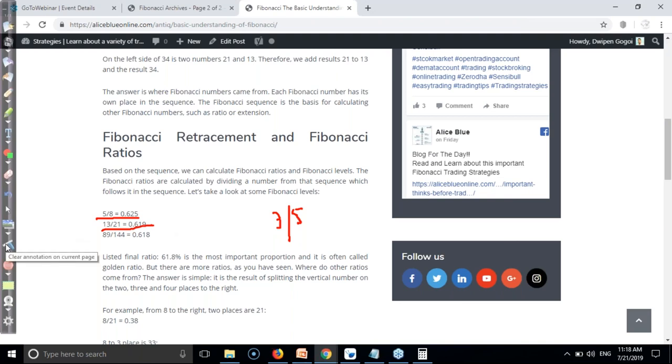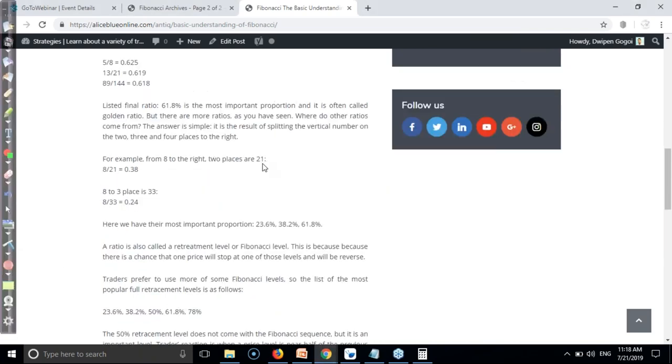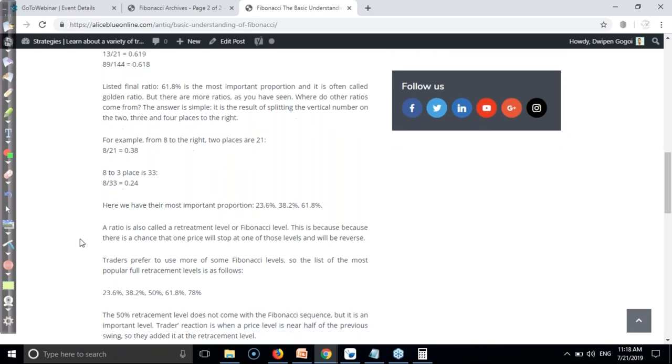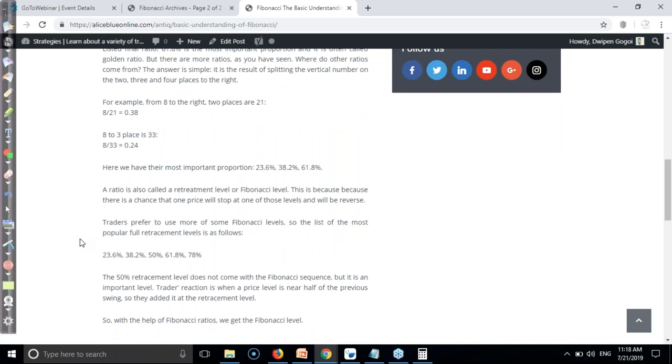Okay. So you can see this is 61%; when we divide 8 by 21, we'll get 38%, and 8 divided by 34 will get 24%. So the big question is which is the most important ratio in this Fibonacci, remember? The most important ratios are 23.6%, 38%, 50%, 61.8% and 78%.